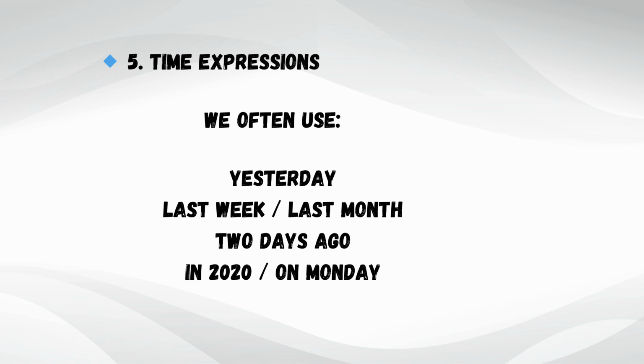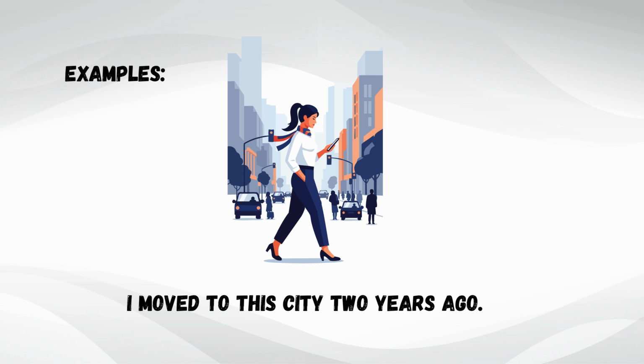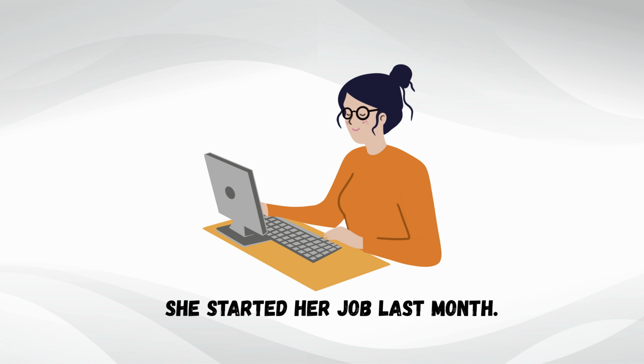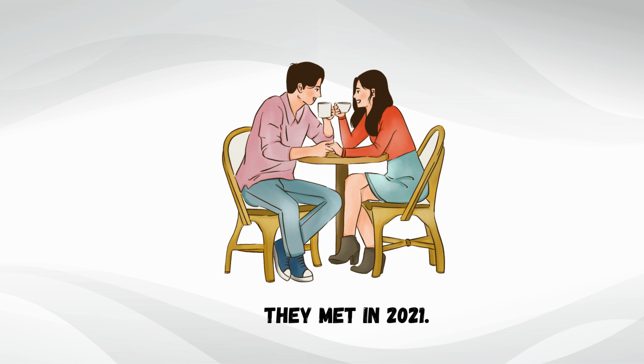Time expressions. We often use yesterday, last week, last month, 2 days ago, in 2020, on Monday. For example, I moved to this city 2 years ago. She started her job last month. They met in 2021.